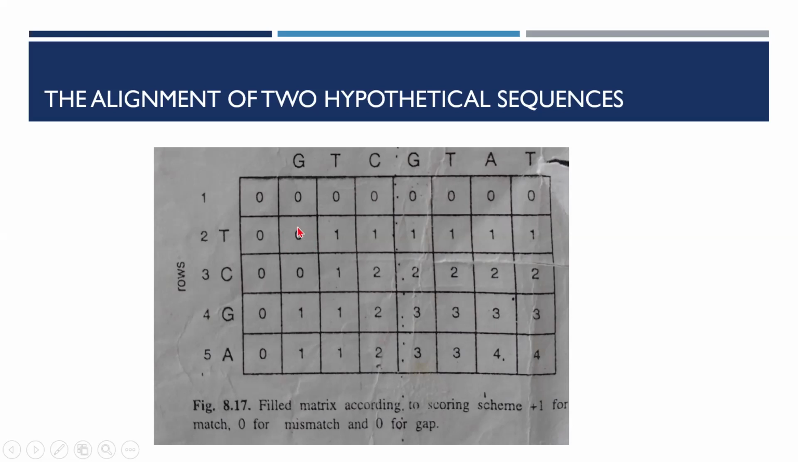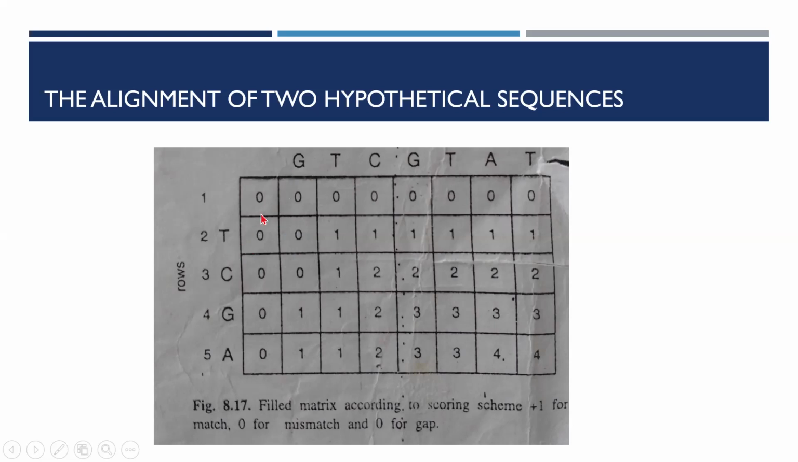Please remember, as per the dynamic programming method, to fill a cell in the matrix, it is required to know the values in 3 positions with respect to this position. What are those 3 positions? Diagonal, above, left, isn't it? So if you want to fill this cell, you need to know the values in these 3 positions. After knowing the values in these 3 positions, you check in this particular cell how the characters are aligned. So G aligns with T.